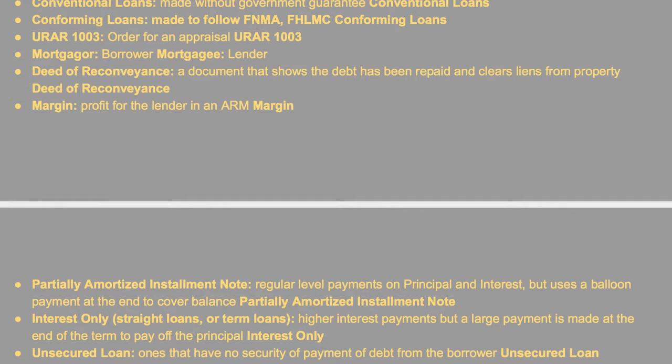Unsecured loans are ones that have no security of payment or debt from the borrower. Principal: the actual loan amount. Interest: the cost of borrowing. Term is a loan's life, typically from 15 to 30 years. Deed of Reconveyance returns property back to a borrower once a loan is paid off.